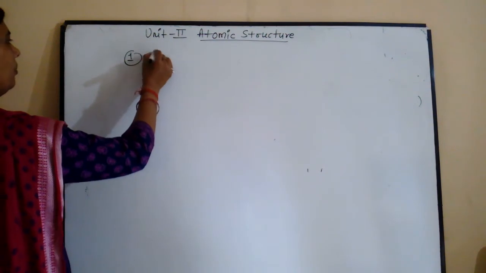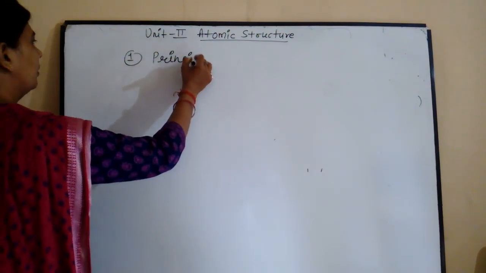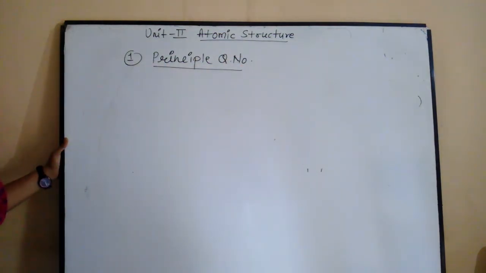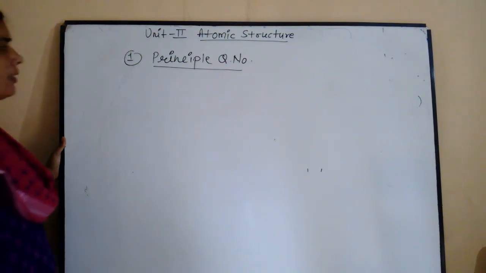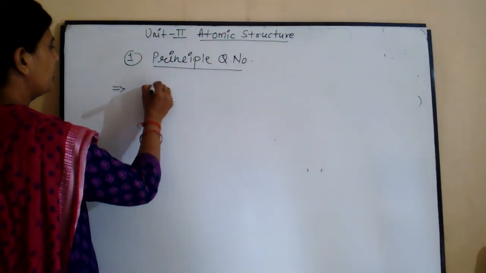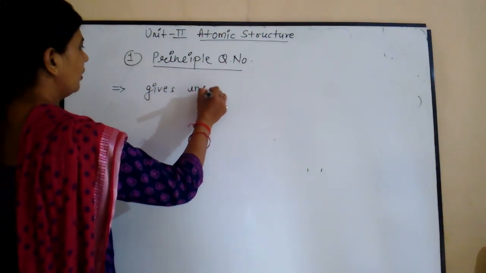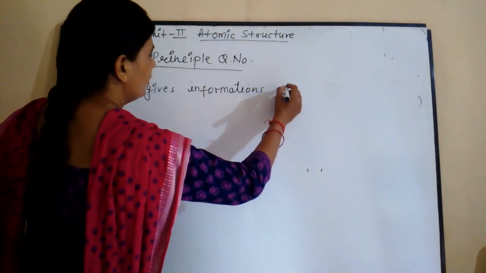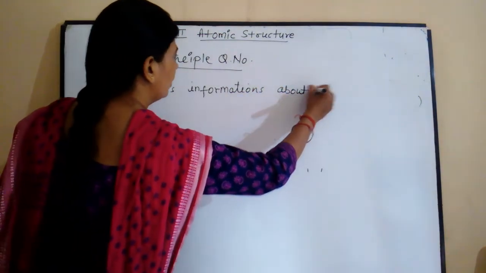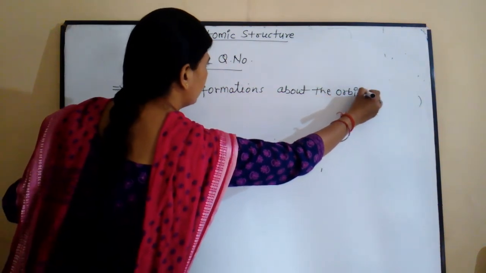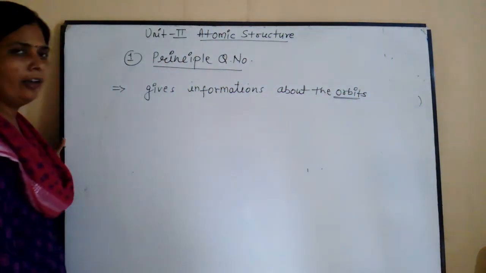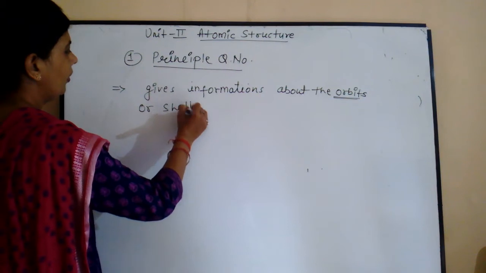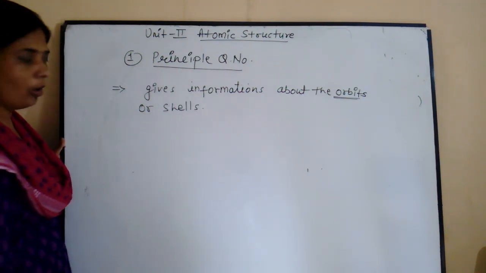First one is the principal quantum number. The principal quantum number gives information about the orbits or shells in which the electron can revolve.